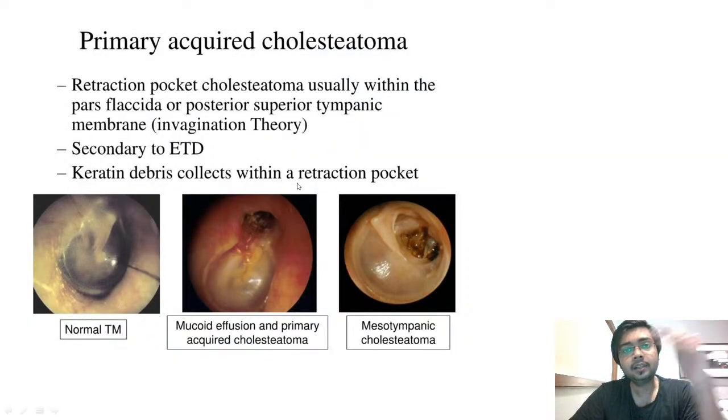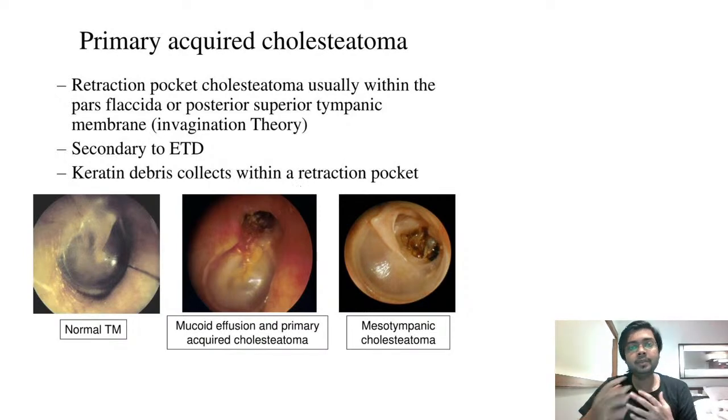Again, the other types of cholesteatoma are primary acquired and secondary cholesteatoma. So primary acquired cholesteatoma will give you a peculiar picture like this, where you will get a retraction pocket in the atic region, that means in the pars flaccida. Many a times you will get erosion of the atic wall. Okay, so there will be erosion of the scutum and a retraction pocket.